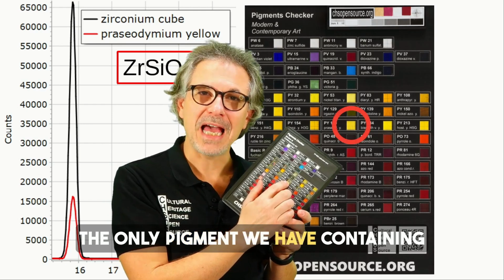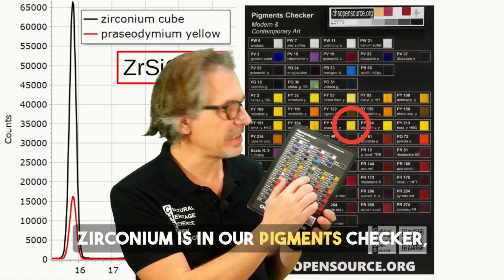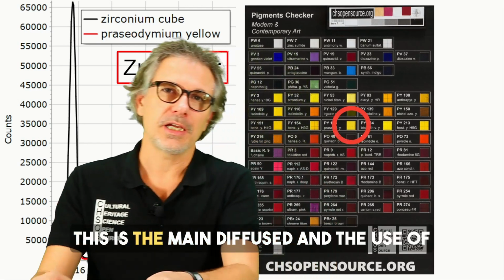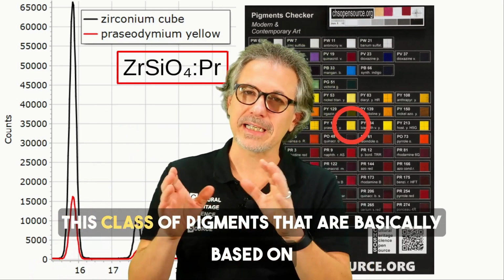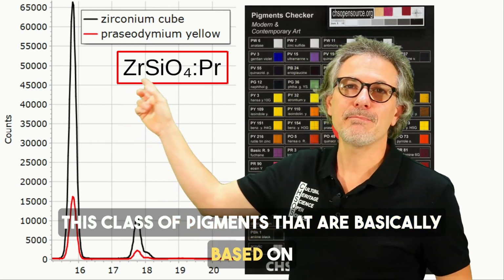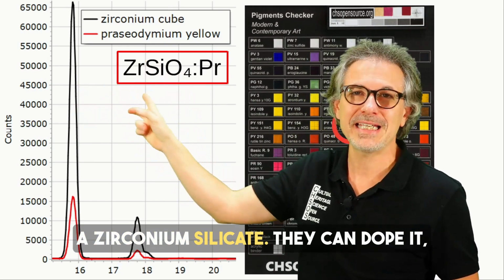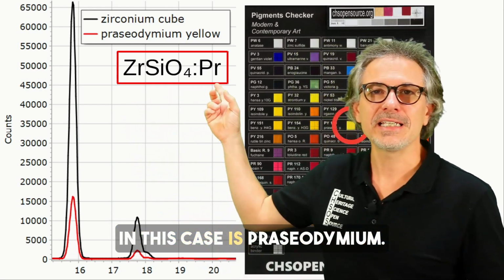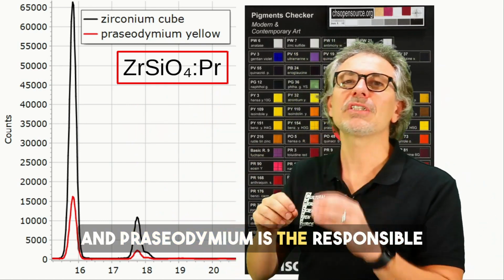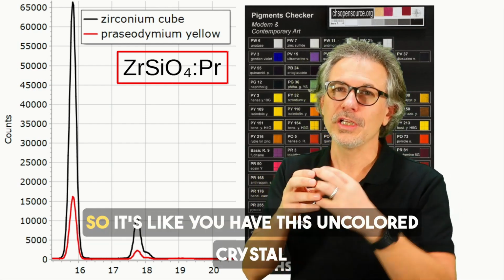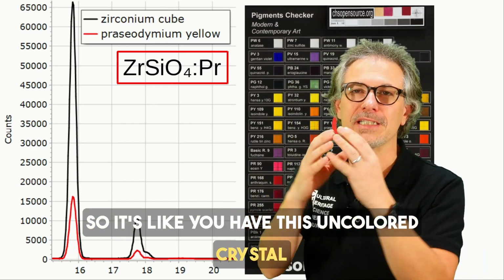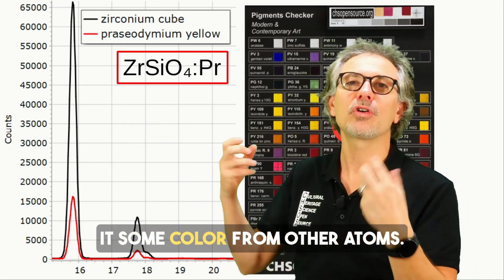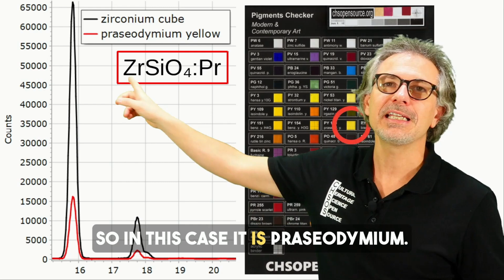The only pigment we have containing zirconium in our pigments checker for modern art is praseodymium yellow. This is the main diffuse use of this class of pigments, which are basically based on a zirconium silicate. They can dope this crystal with some other atoms. In this case it is praseodymium, and praseodymium is responsible for the yellow color. So it's like you have this uncolored crystal, zirconium silicate, and you add into it some color from other atoms. So in this case it is praseodymium.